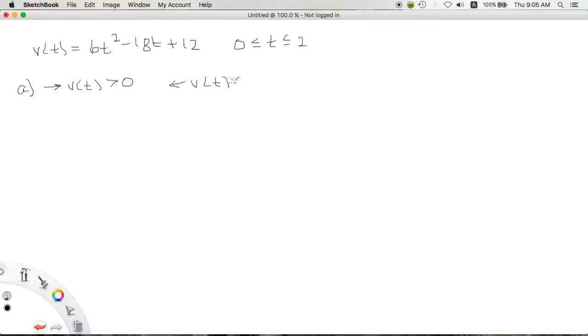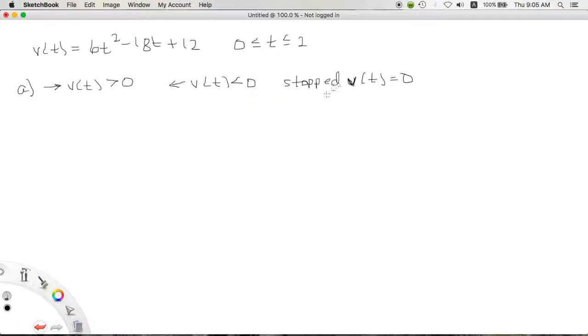It says, suppose the velocity of a particle moving along the x-axis is given by this function, v of t equals 6t squared minus 18t plus 12. And we're only looking at the time from 0 to 2. So if we want to know when the particle is moving to the right, moving to the right means our velocity is positive. Moving to the left means our velocity is negative. And it's stopped when our velocity is equal to 0. So hopefully you remember that.